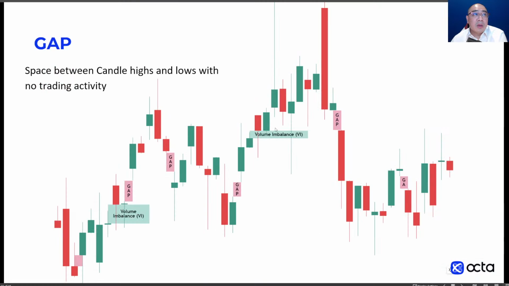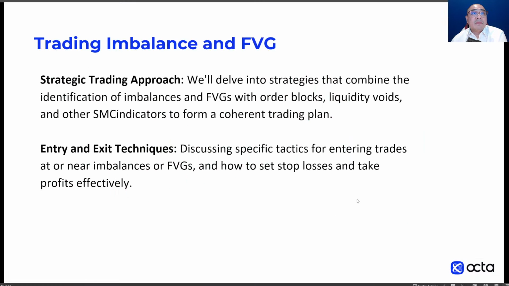Okay. All right. So those are gaps. So yeah, we actually did take a look at the strategies of combining identification of imbalances and fair value gaps with order blocks. We did that at the very beginning. As I said, I'm going to mix it up a little bit: liquidity voids and other SMC indicators to form a coherent trading plan, like we did on the Euro USD. We stack up the fair value gaps and we take a look at a psychological price level, right? But yeah, we'll talk more about this tomorrow when we actually start setting up our trade.